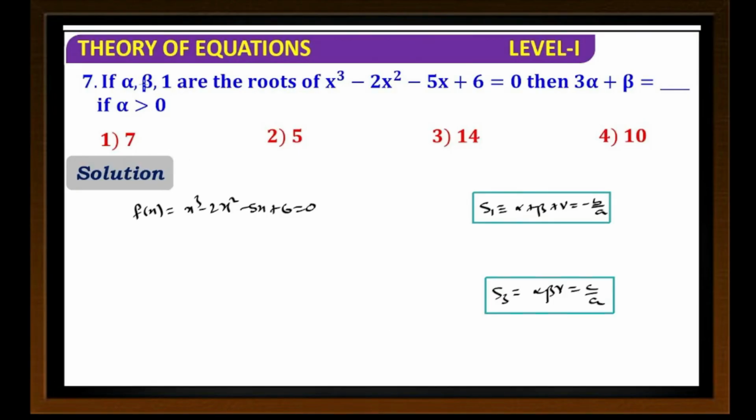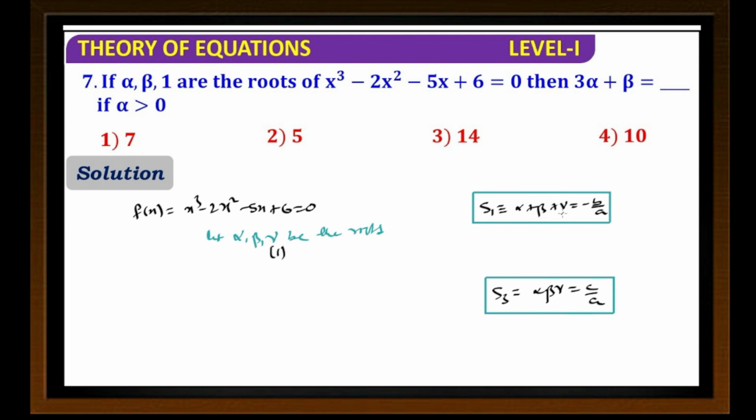Question number 7. If alpha, beta, comma 1 are the roots of this cubic equation, then we have to find the value of 3 alpha plus beta if alpha is greater than 0. So first let's consider f of x equals the given cubic equation, x cube minus 2x square minus 5x plus 6 equals 0. So let alpha, beta, gamma be the roots. Here alpha, beta, and the third root 1 is there.